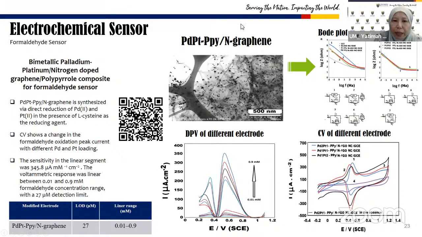So for this electroactive layer and modified electrode, you can see that they can detect 27 micromolar. So this one is quite a high range of the detection limit. We're talking about micromolar, can be used for this palladium platinum. And you can see that when you use the platinum, they can actually detect more, because it's a really conductive material. So that is overall the example.